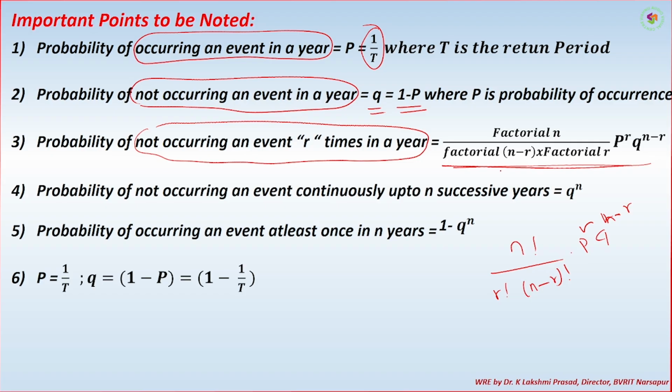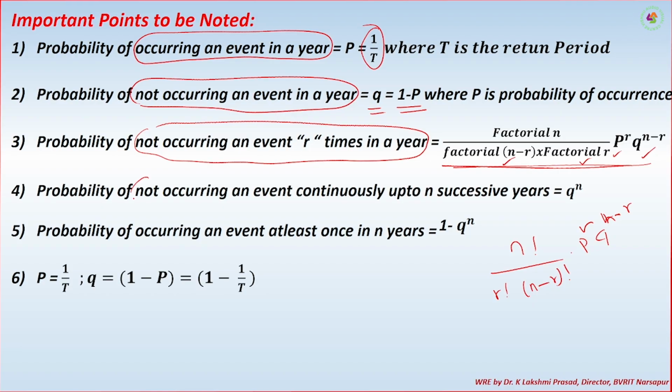Factorial n divided by factorial n minus r into factorial r, p to the power of r, q to the power of n minus r. If you do it, it is r times in a year. That means occurring r times in a year.